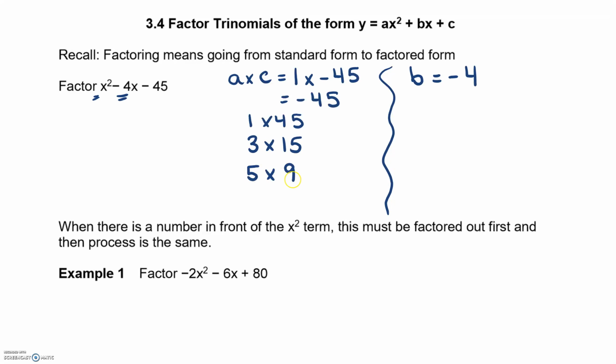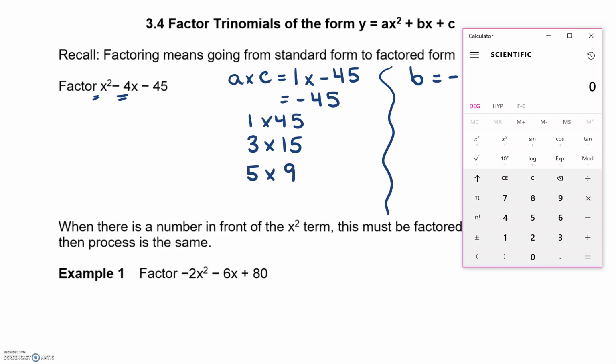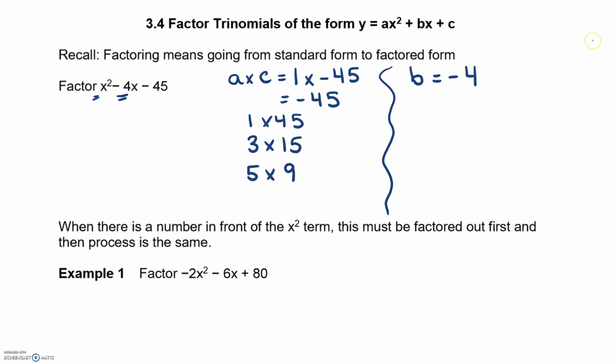45 divided by 4, a decimal. 45 divided by 5 is 9, so 5 times 9. If we keep going, 45 divided by 6 doesn't work, it's a decimal. 45 divided by 7, that's a decimal also. 45 divided by 8, and then we loop back around to 45 divided by 9.